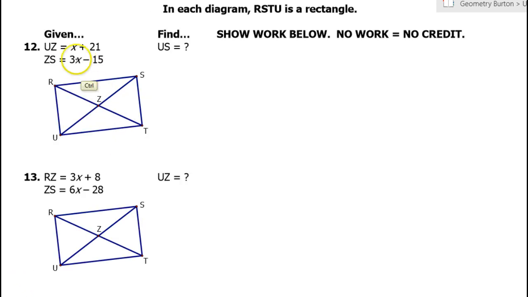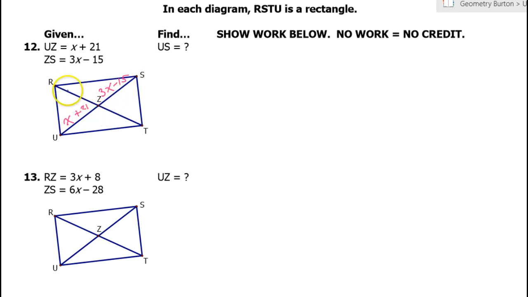All right, problem number 12. This is a rectangle, all right? We're given that it's a rectangle. UZ is x plus 21. So that means that this is x plus 21. ZS is 3x minus 15. So this is 3x minus 15.